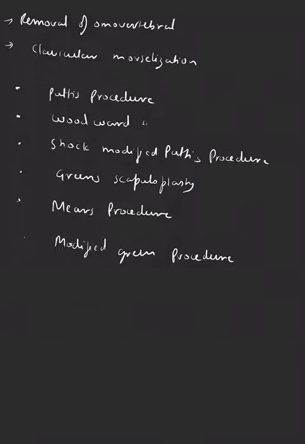You will just have to remember till here, and for this there are some procedures. You just have to write these procedure names, and that is more than enough. If you can write this, you will be given 4 out of 4. Okay, so the procedures are Putti's procedure, and for a better understanding, the Schrock modified Putti's procedure. So first is Putti's procedure, and then comes the Schrock modified Putti's procedure. Then comes the Green scapuloplasty, then the modified Green procedure, then the Woodward procedure and Mears procedure. If you can write till here, I'm pretty sure you'll be given 4 out of 4. And that's all about Sprengel scapula.